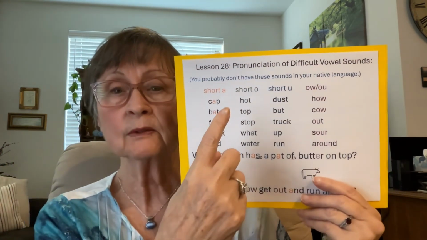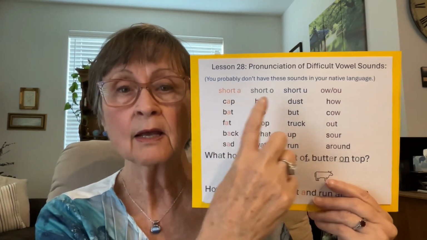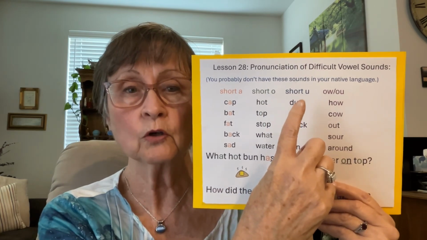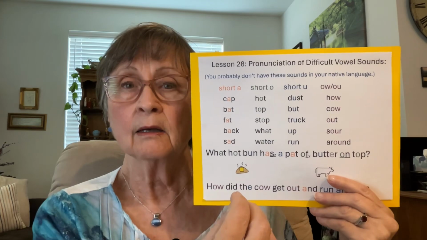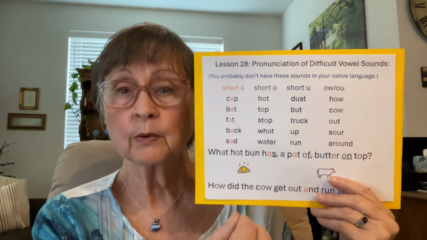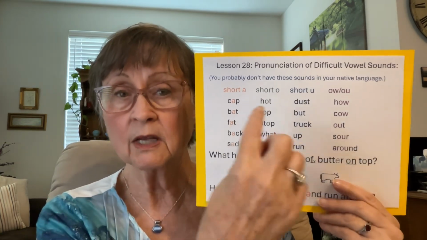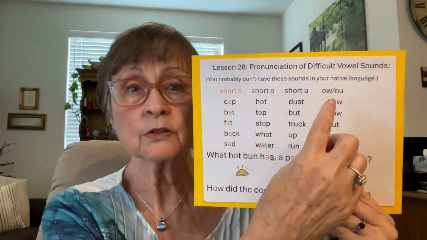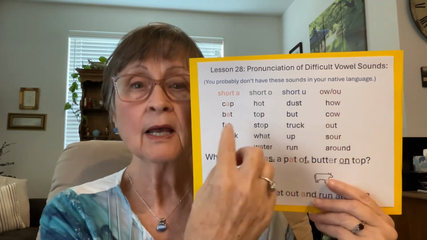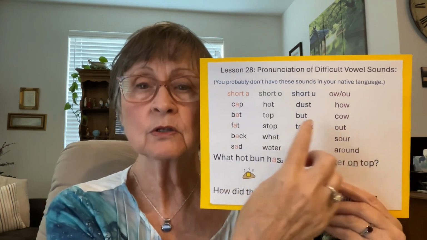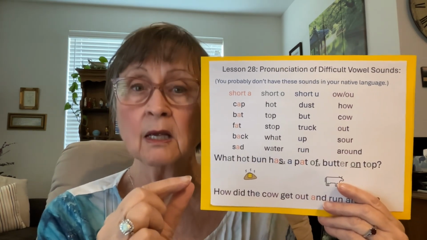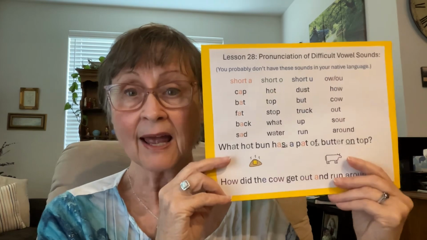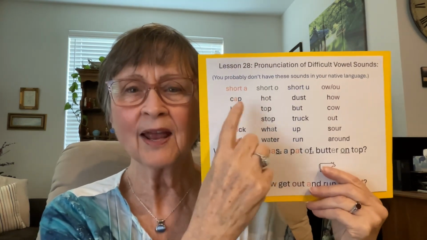So if we look at this one, we have the short A, the short O, and the short U. I'm not doing the other vowels because they're not as hard to pronounce in the American English way, but these are hard. And also this ow sound. And these are the ones that my students most often don't quite pronounce right. So I'm going to see if we can fix that today. So let's look at short A.